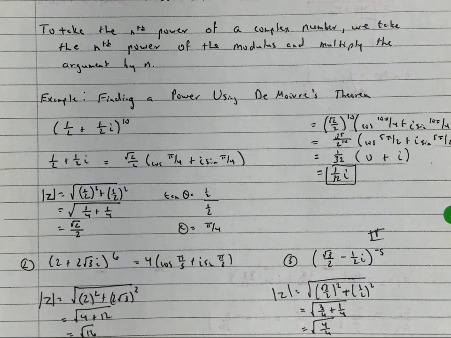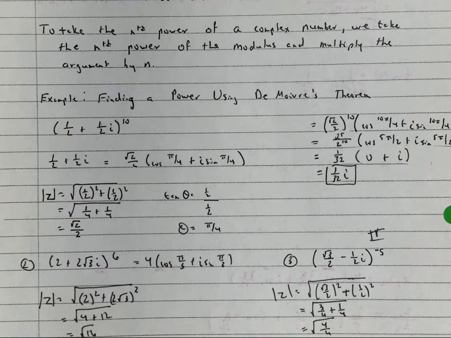So I found the modulus for this 1/2 plus 1/2 i. 1/2 squared plus 1/2 squared is 1/4 plus 1/4, which is, okay, 1 plus 1 is 2, 2 over 4. Take the square root of the numerator and denominator. Square root of 2, that's how I got that. What's square root of 4? 2. That's my modulus. I put that there.